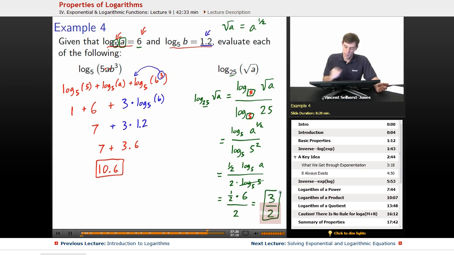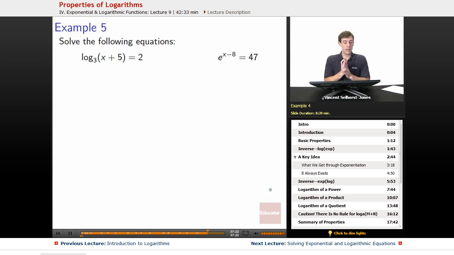There we go. Cool. All right, final example, solve the following equations. So we didn't talk about how to solve equations like this very much in detail, but don't worry, we're going to talk about this in great detail in the next lesson where we'll really get into this. We're just going to start off with some simple ones just in case you have any problems like this already that you're working on.